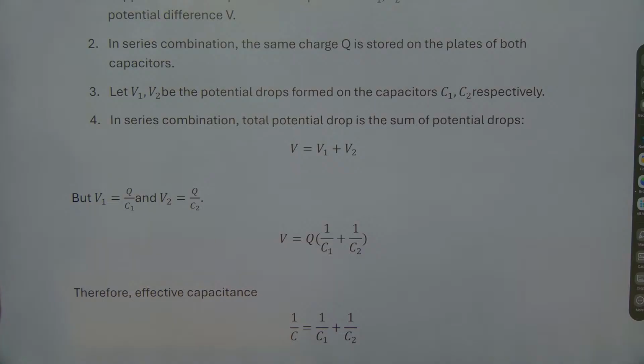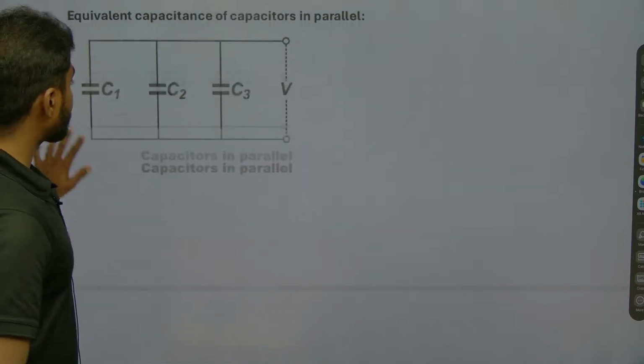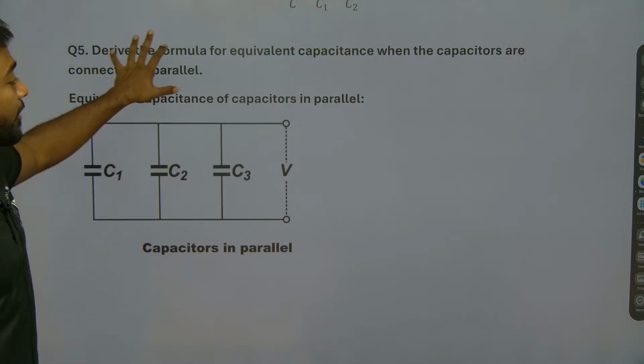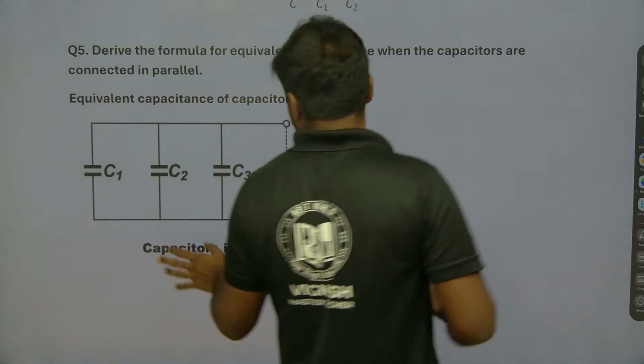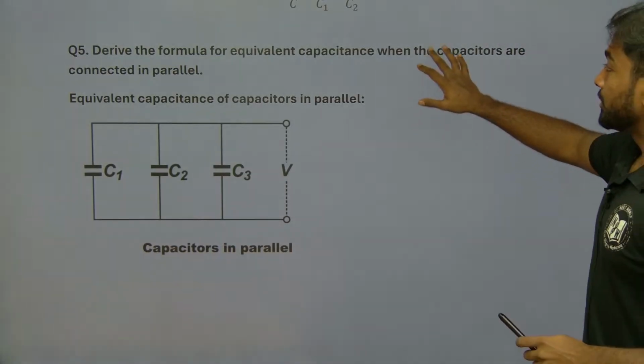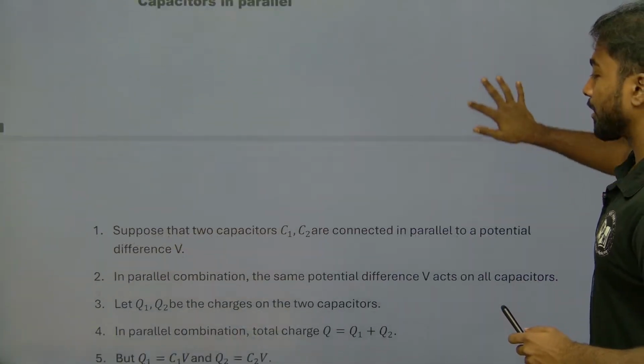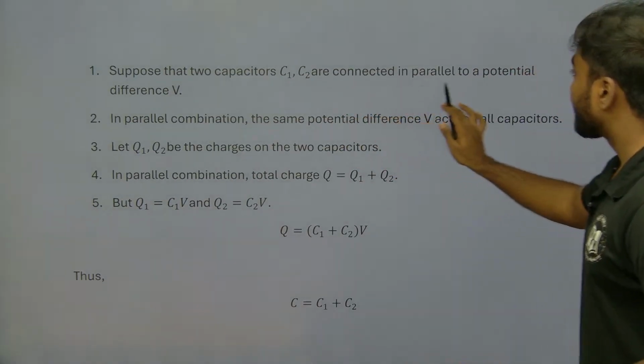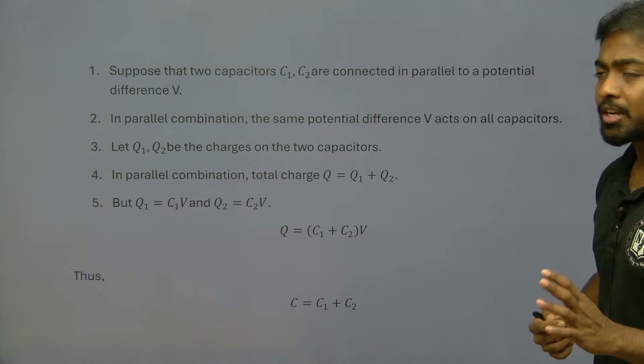Done. Can we go for the next one? Okay. The next question is, derive the formula for equivalent capacitance when capacitors are connected in parallel. We have derived it for series, and now we are going to derive it for parallel. Suppose two capacitances C1 and C2 are connected in parallel to the potential difference V.